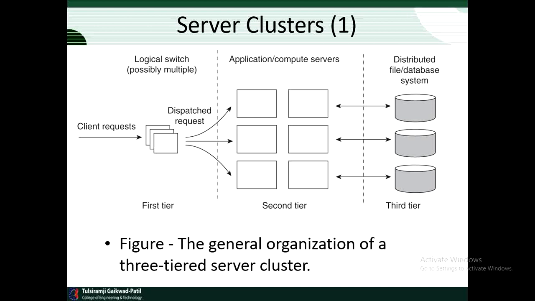So here, a server cluster is nothing else but a collection of machines connected through a network, where each machine runs one or more servers. The server cluster that we consider here is one in which machines are connected through a local area network, often offering high bandwidth and low latency. In most cases, the server cluster is logically organized into 3 tiers, as shown in this figure displayed on the screen. The first tier consists of a logical switch through which the requests are routed.